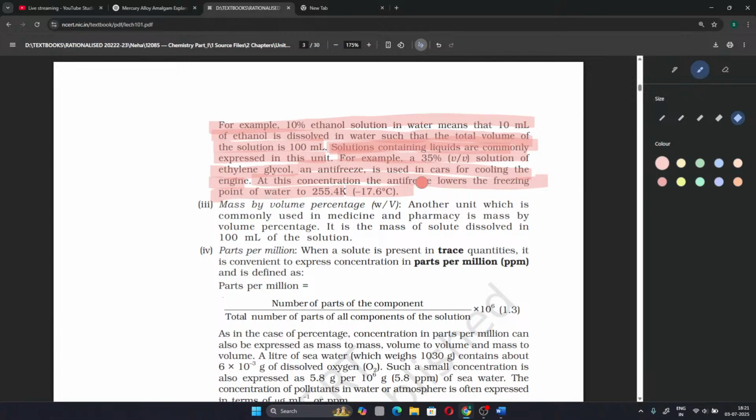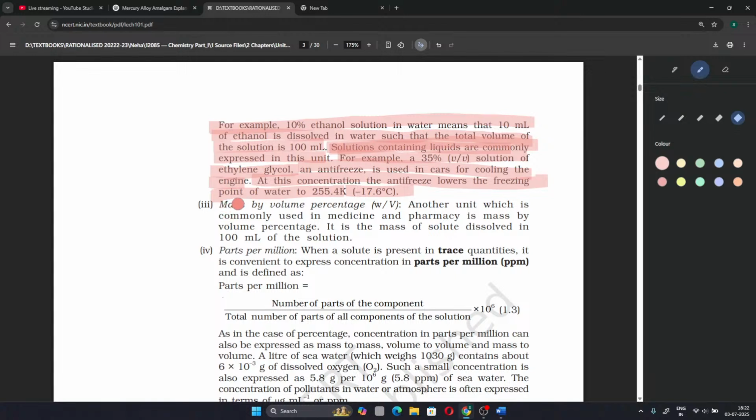We will study more about this in the colligative properties topic, where depression in freezing point is due to the solute, which we can take as ethylene glycol. Normally the freezing point of water is around 273 Kelvin or 0 degrees Celsius, but due to the addition of ethylene glycol, the freezing point decreases to minus 17.6 degrees. So the water won't freeze and the engines will keep working. Ethylene glycol has two OH groups attached to an ethane molecule.